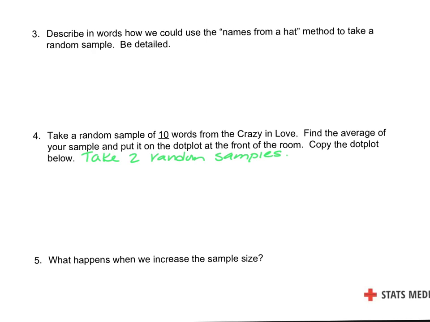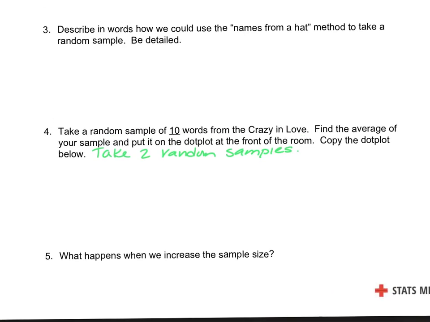Once everybody's got their 2 random samples and their averages plotted on the dot plot, you're going to copy the dot plot here and then finish by answering question number 5, okay? So take somewhere about maybe 10 to 15 minutes to get this done. And then once you have that done, again, you guys have to all work together to make this happen, okay? Once you have that done, then come back to my video. You should be able to go over everything through the video, okay? Come back to me in a few.